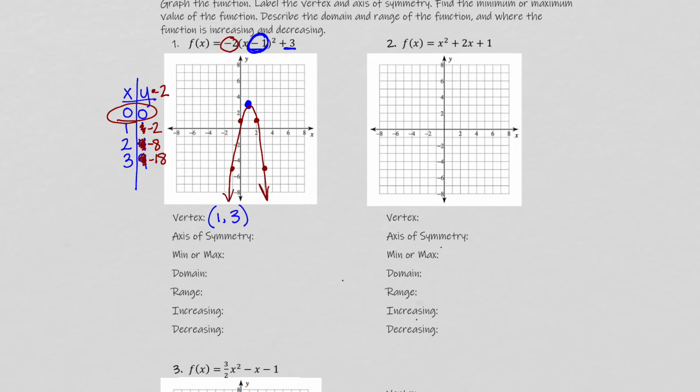There it is. Then it wants us to label the vertex. Okay, so this is the vertex, and it is the point -1, or no, it's not. It's +1, 3.